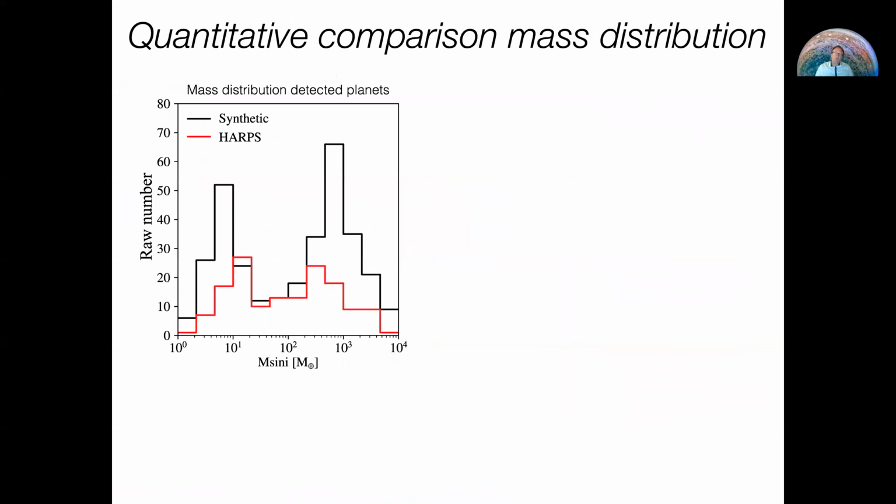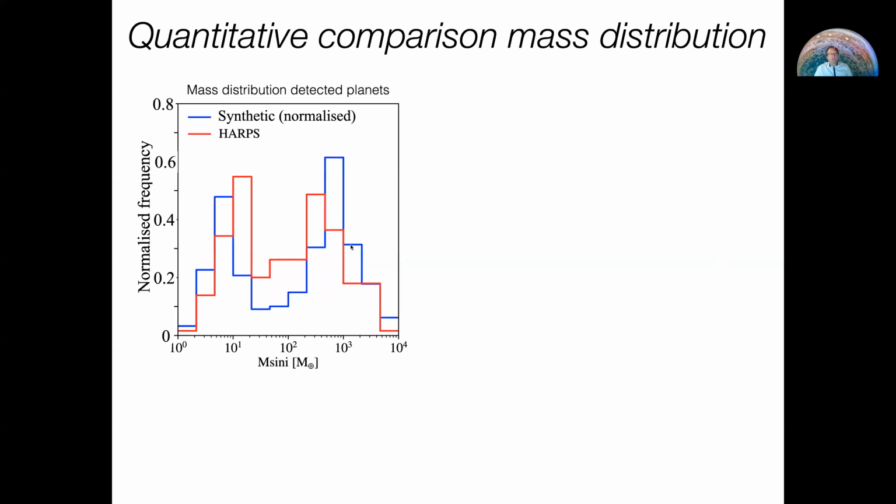But let's try to be also a little bit more quantitative. And this we can do by looking now at the mass distribution. So this is the mass distribution of the detected planets. In black, we have the synthetic ones, and in red, we have the actual discovered mass distribution. And here we see, of course, mostly that we have many more synthetic planets. This is this factor 2 difference, but we can normalize it so that the total number is the same. And then we can compare.